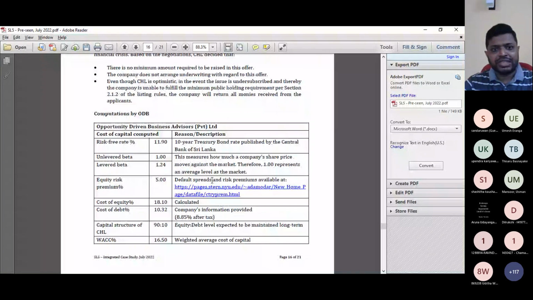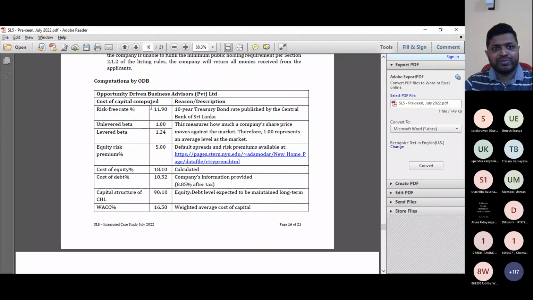You can see they have given the computation of the discount rate, with a risk-free rate of 11.9 and an unlevered beta of 1. Then, based on the debt to equity position, you convert this into a levered beta. This is the equity risk premium. Then you determine the cost of equity using the capital asset pricing model, CAPM: risk-free rate plus beta factor times market risk premium. The cost of debt after tax is 8.85, and the capital structure of CHL is 9 to 10. Then they have calculated the weighted average cost of capital.